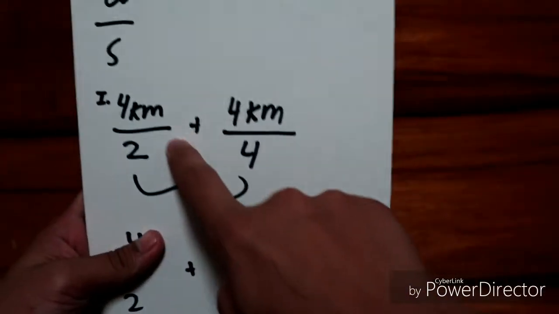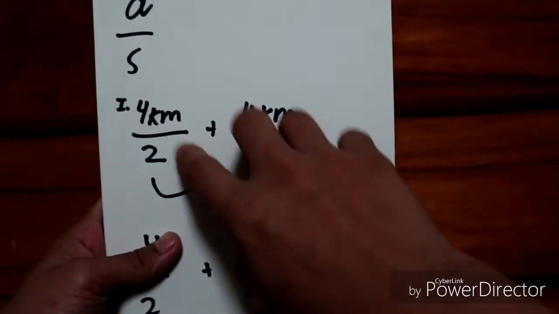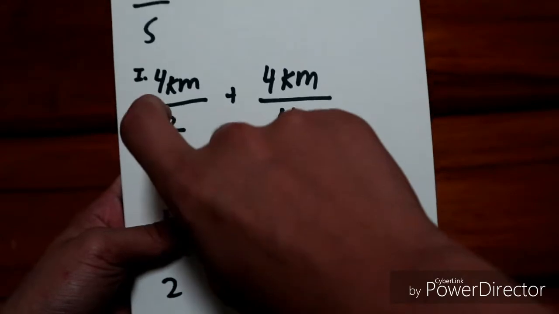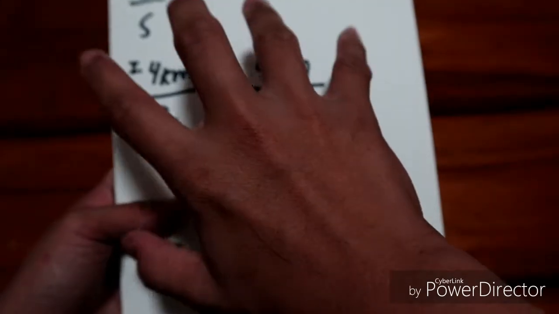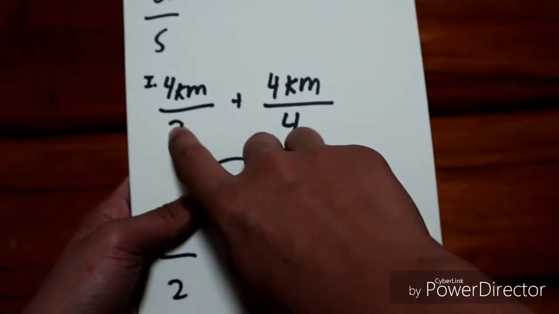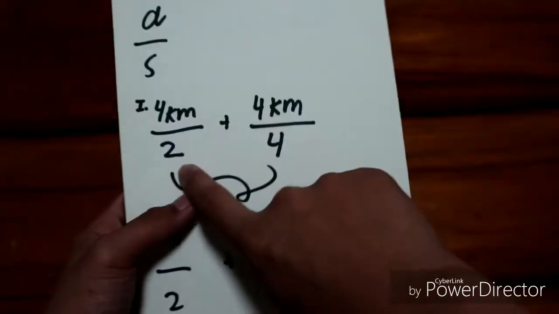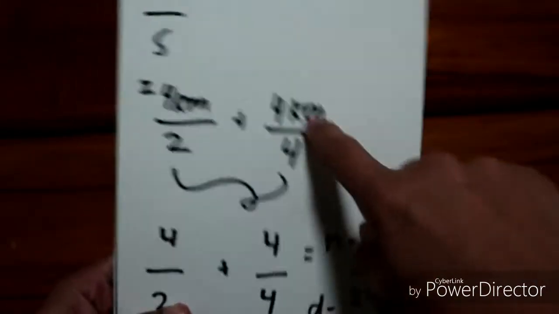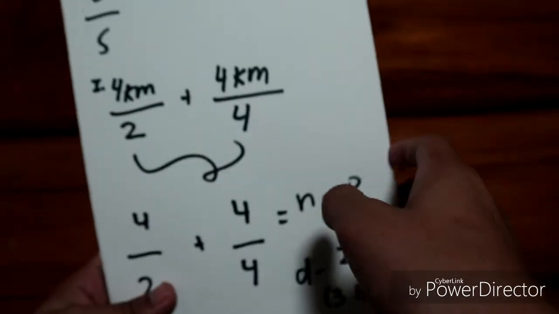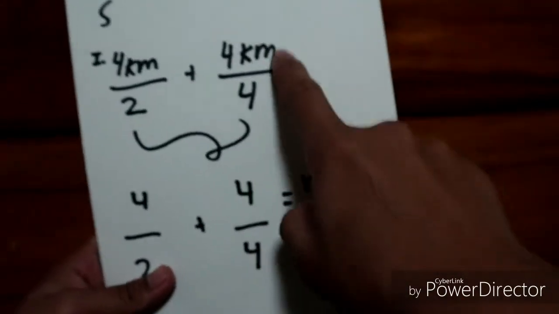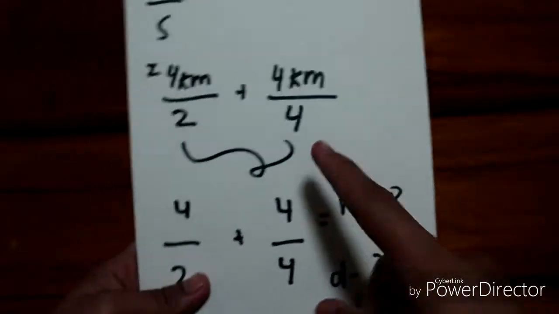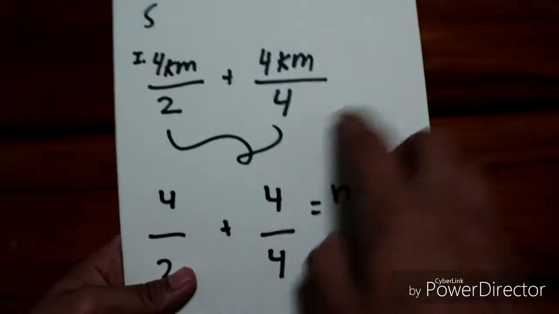So 4 kilometers is the distance from point A to half of 8 kilometers, and the boy traveled with a speed of 2 kilometers per hour. Then 4 kilometers, again, from half of 8 kilometers to point B, and he had the speed of 4 kilometers per hour.